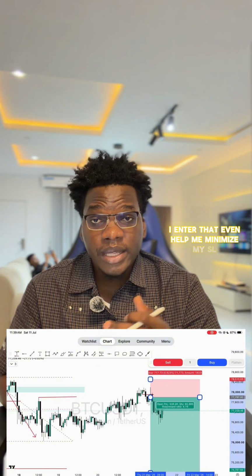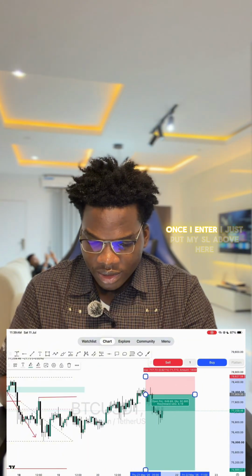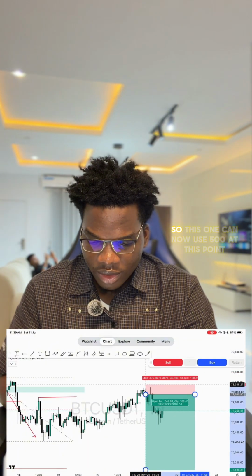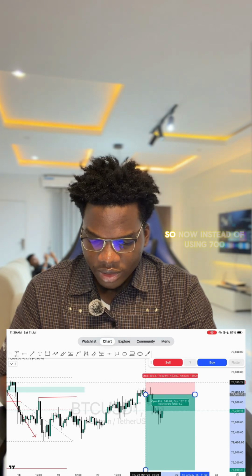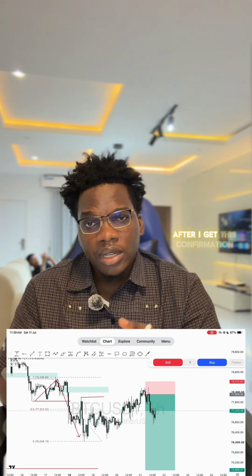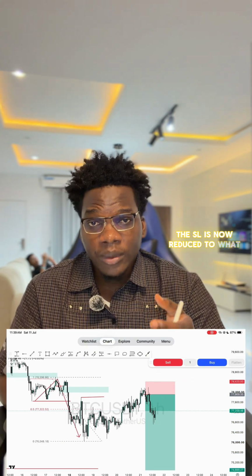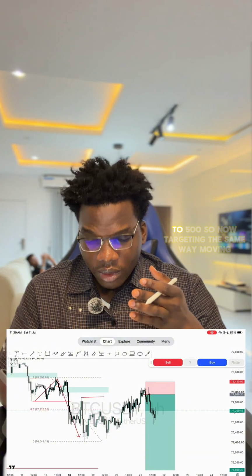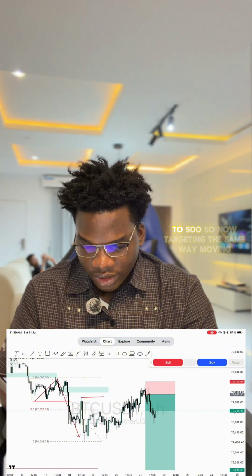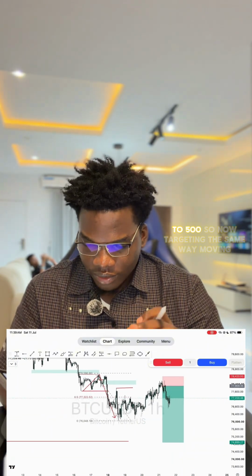That even helped me minimize my SL. Once I enter, I just put my SL above here. So this one can now use 500 at this point. Instead of using 700, after we get this confirmation, the SL is now reduced to 500. So now targeting the same way, moving, and you can see that.